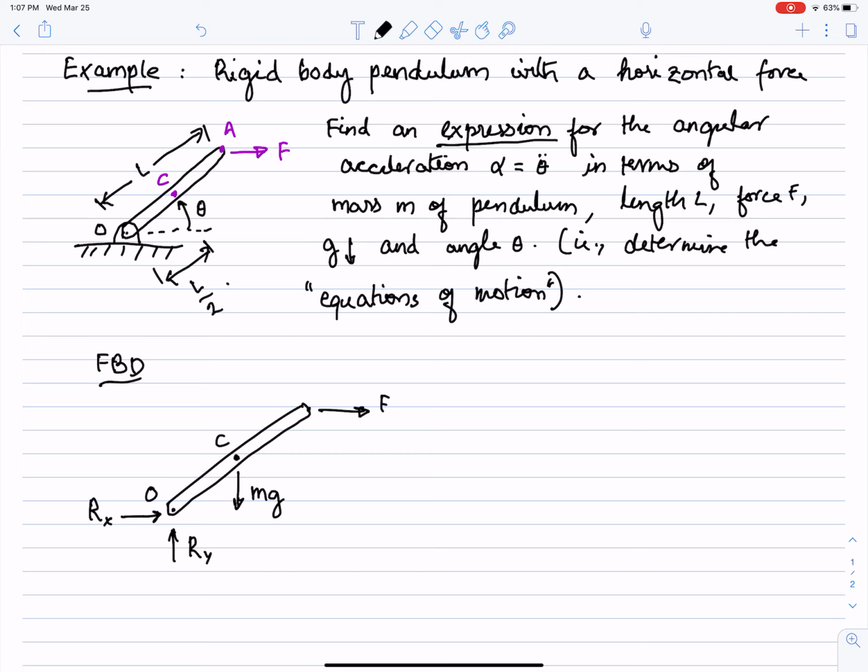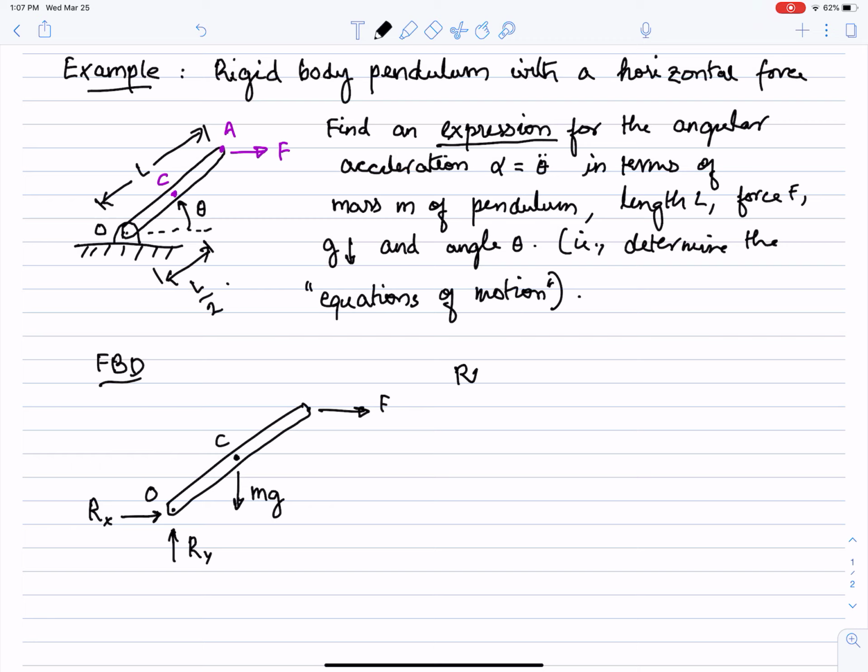Okay, now what do we want to do? If you're asked to find angular acceleration, you want to think which equation has angular acceleration. And the equation that has angular acceleration is essentially the so-called Euler's equation, the equation that relates the sum of moments to something like I alpha. Okay, so let's recall what those equations are.